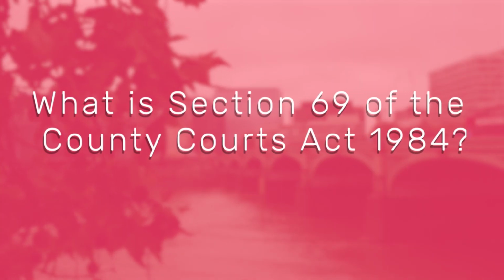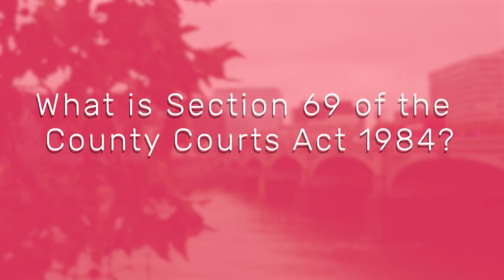And what is Section 69 of the County Courts Act 1984? Well, Section 69 of the Act states that a claimant can ask for the debtor to pay interest on the money that they failed to repay. This means that when a judge asks a debtor to repay the debt, the judge can make a further judgment, asking the debtor to pay interest on the debt as per the claimant's request.